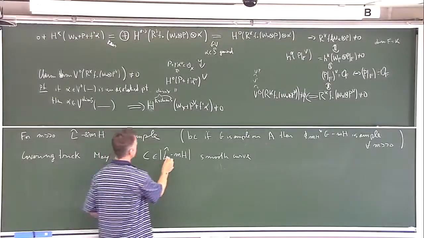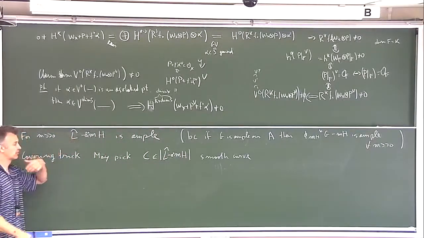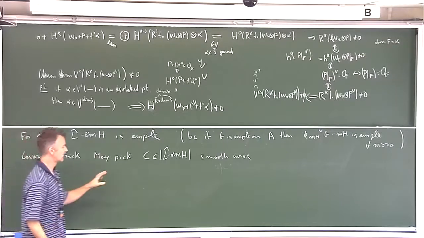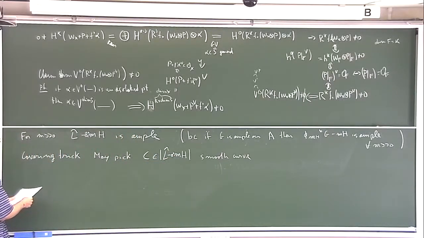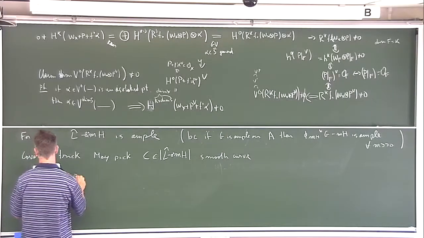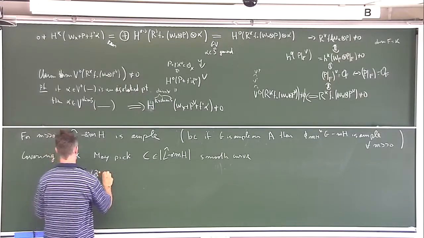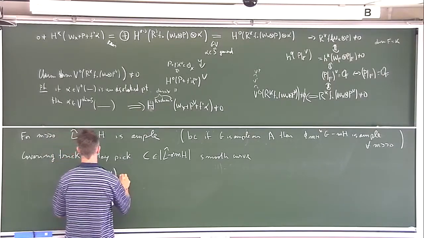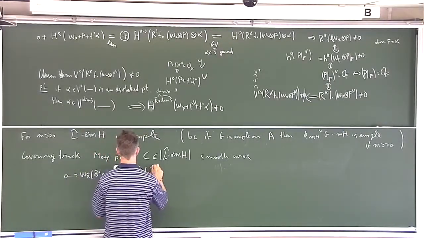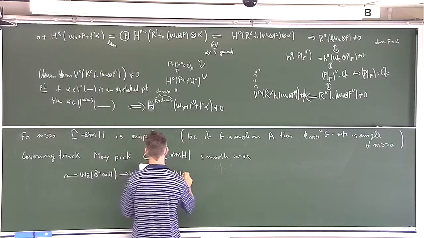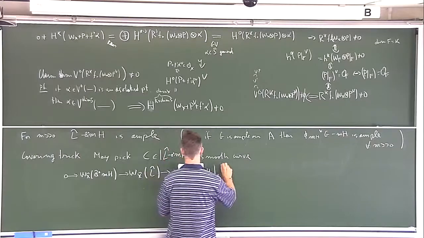So then you can't assume that it's very ample, but you can use these covering tricks to then assume that you have a smooth curve in that linear series. And now you're going to look at this short exact sequence: 0 to omega X hat tensor A hat upper star MH to omega X hat tensor L hat to omega C tensor A hat upper star MH restricted to C to 0.